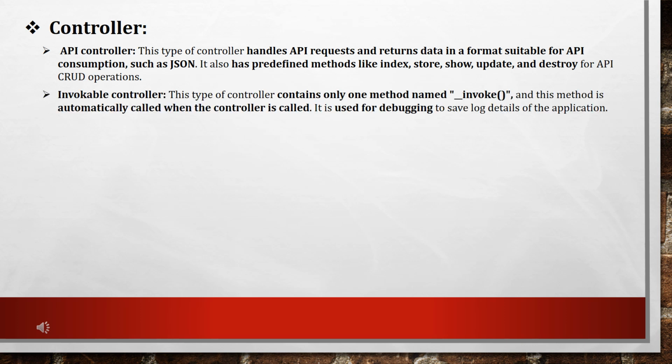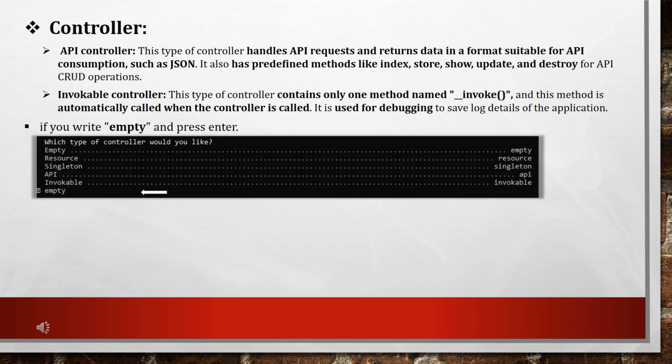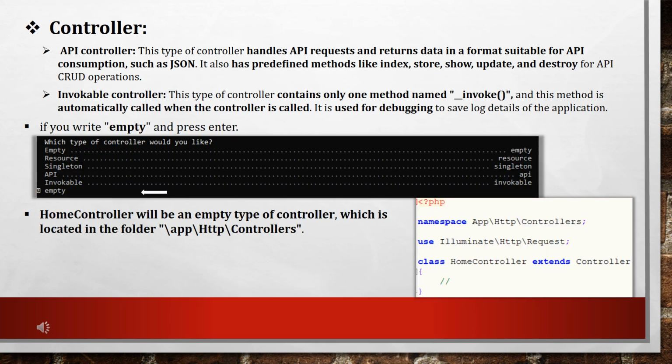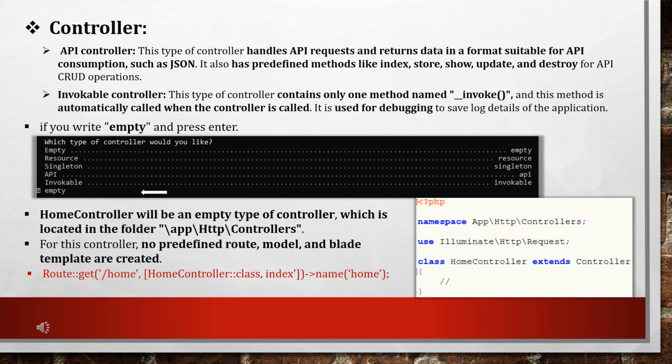4. API controller. This type of controller handles API requests and returns data in a format suitable for API consumption, such as JSON. It also has predefined methods like index, store, show, update, and destroy for API CRUD operations. 5. Invocable controller. This type of controller contains only one method named invoke, and this method is automatically called when the controller is called. It is used for debugging to save log details of the application. So, after that, if you write empty and press enter, your HomeController will be an empty type of controller, which is located in the folder /app/http/controllers. For this controller, no predefined route, model, and blade template are created.